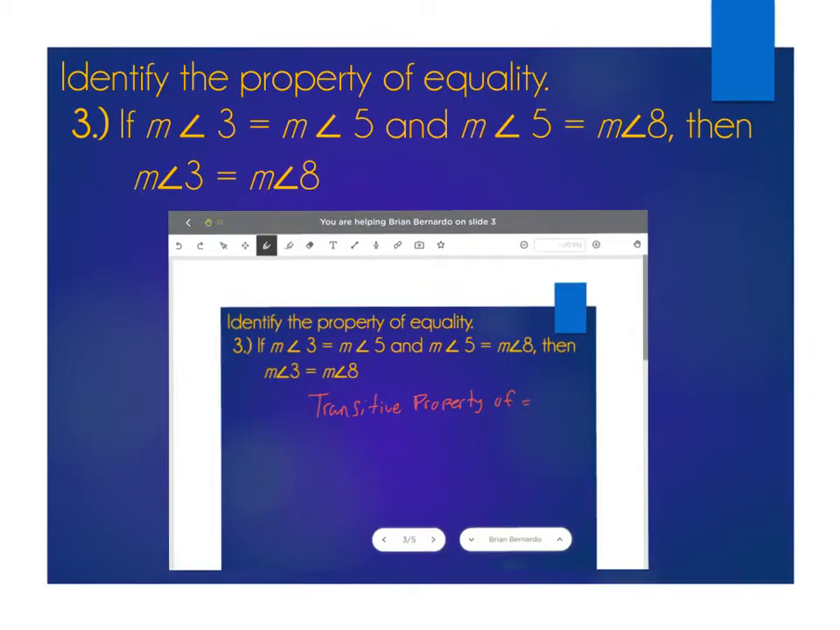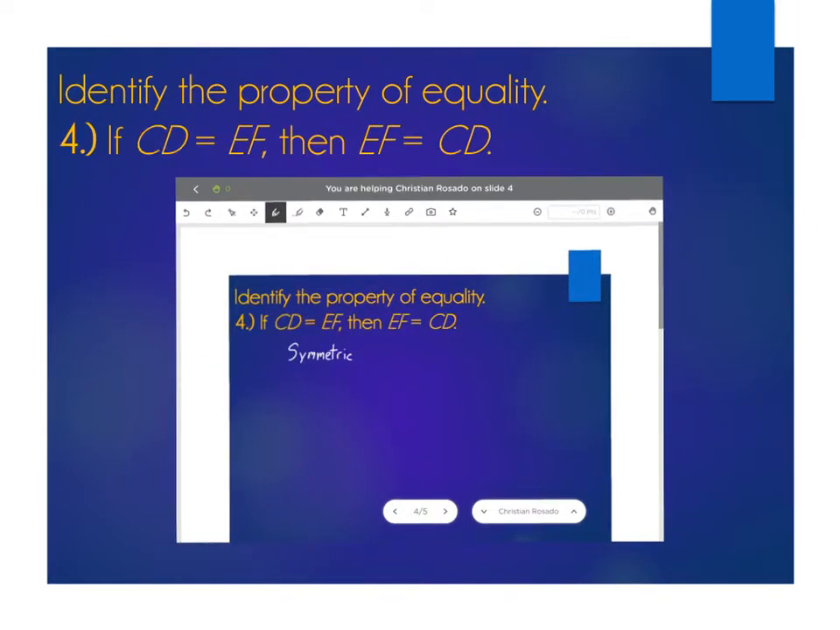Okay, then came number 3, which said identify the property of equality. If the measure of angle 3 equals the measure of angle 5 and angle 5 equals angle 8, then the measure of angle 3 equals the measure of angle 8. This is the transitive property of equality. Good job, Brian. Most of you got that one right. And that's your transitive.